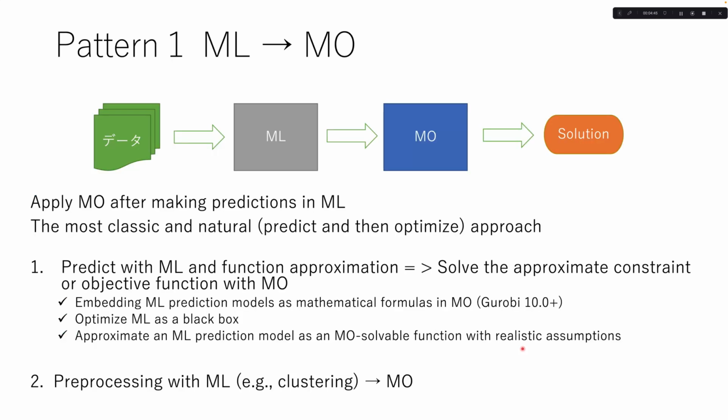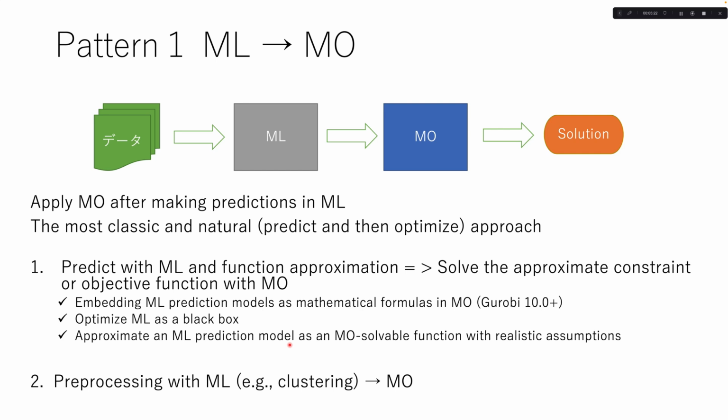Pattern 1 is ML first, MO second. This is the most classical and natural approach, where ML is used to make predictions, followed by MO. The first approach involves using ML to make predictions with the given data, approximating some function, and solving it by incorporating the approximated constraints or objective function into MO. This can be further divided into embedding the ML predictive model directly into MO as a mathematical formula, treating ML as a black box for optimization, and approximating the ML predictive model as a function that is easier to solve under realistic assumptions for MO.